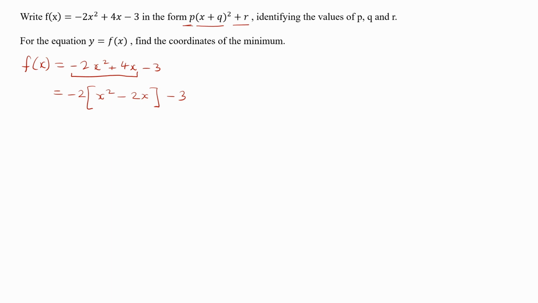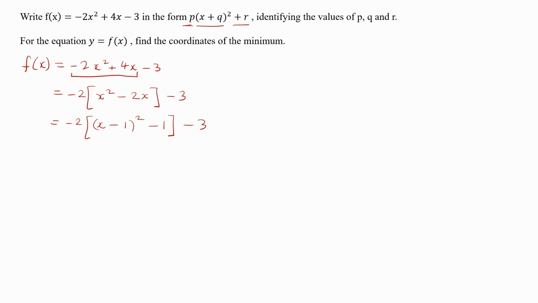So as you can see here, all I've done is I've taken out a factor of minus 2 on those first two terms. I haven't done any further factorisation. I'm going to do that further factorisation now. If you notice, I've used a square bracket just to distinguish between the two different types of brackets. So what I do is I divide the coefficient of x by 2. That gives me minus 1. And I take away the square of that. So that's the standard method for completing the square.